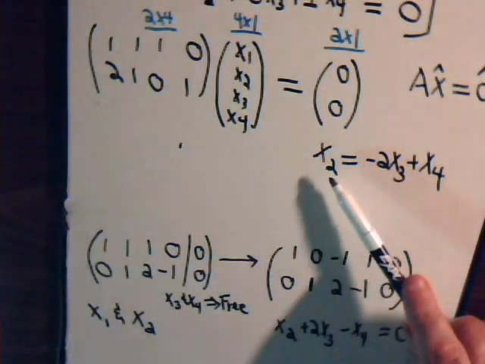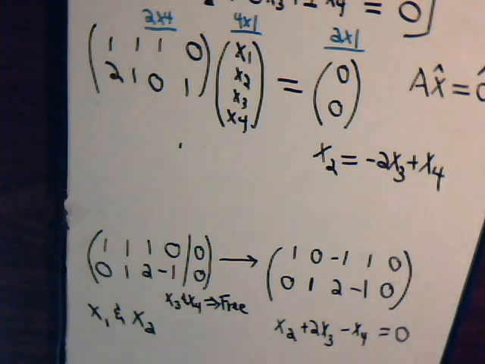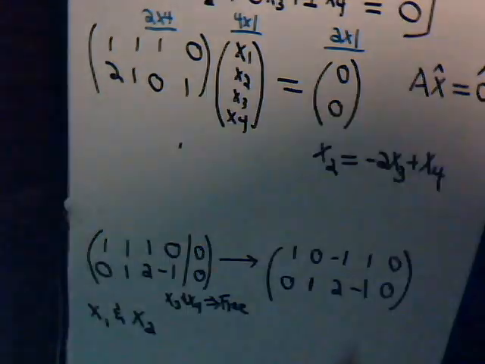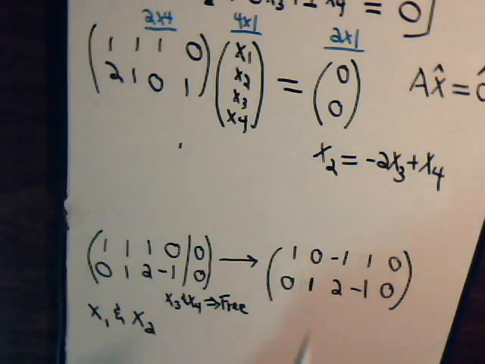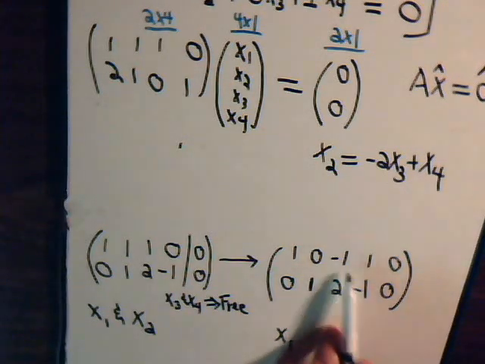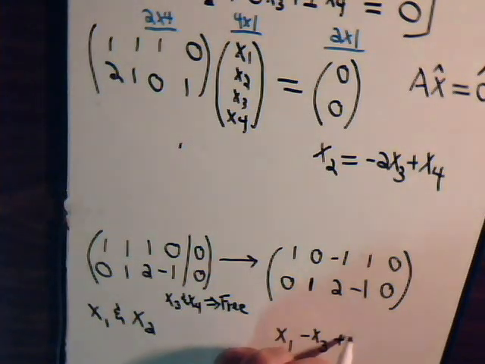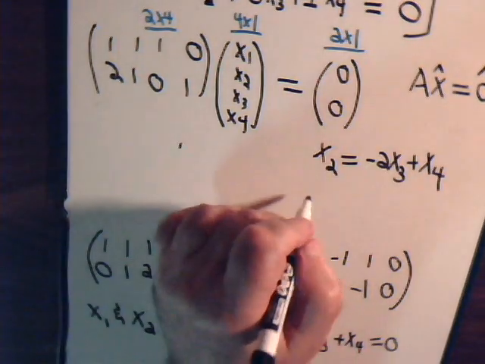Okay, the lead variable is expressed in terms of the free variables. Now, let's look at the first row. Here we have x1 minus x3 plus x4 equals 0. So we have x1 will equal x3 minus x4.